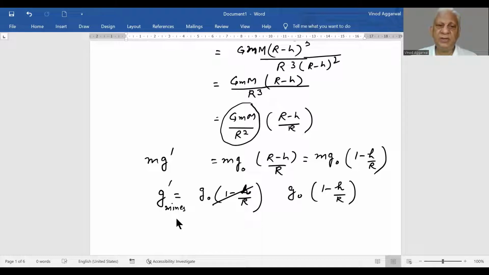Now, is there any other way which can affect g? Yes, there is a way. There is another way.